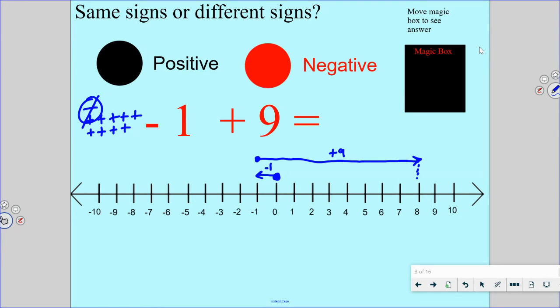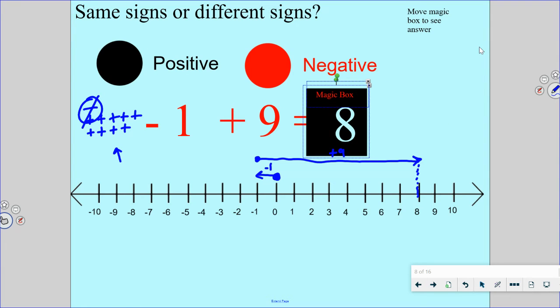So where are we on the number line? Where are we? What do we have remaining with the stars? You guessed it. It's going to be +8.